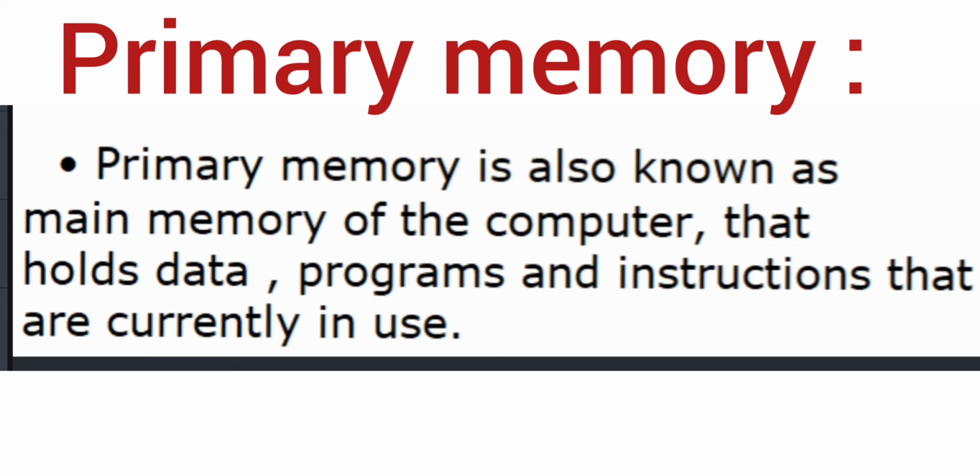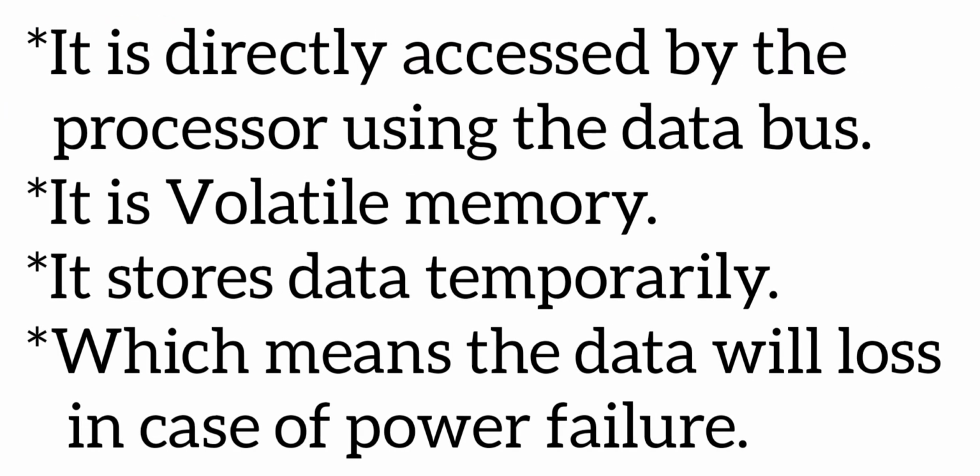Primary memory. What is primary memory? Primary memory is also known as the main memory of the computer that holds data, programs and instructions that are currently in use. So primary memory is temporary memory, which temporarily stores the data. It is directly accessed by the processor. So that is the main memory of the computer.